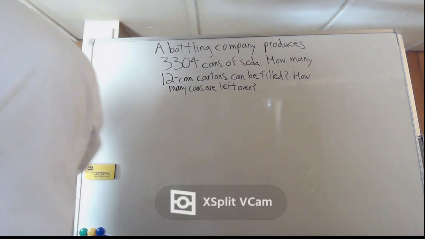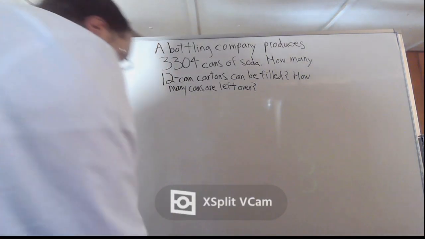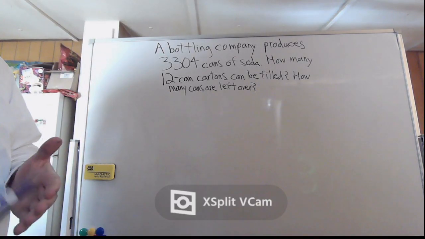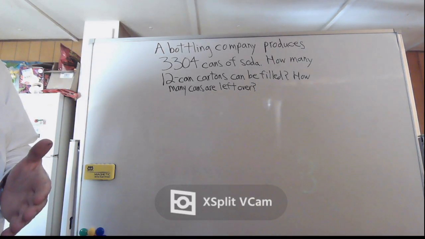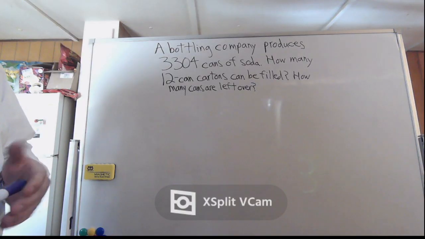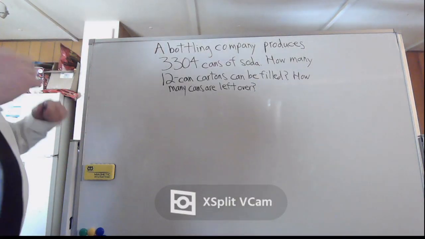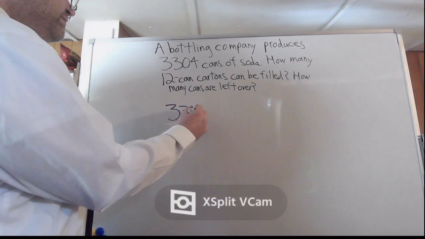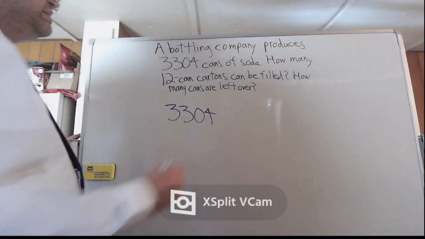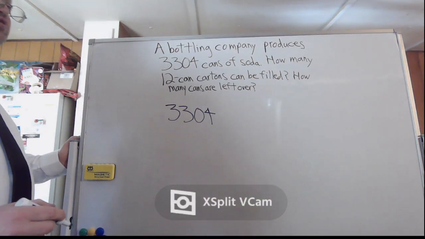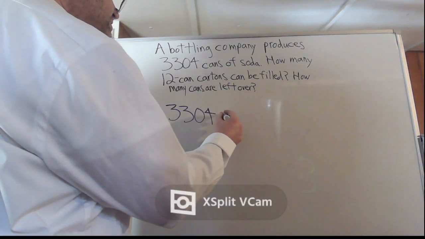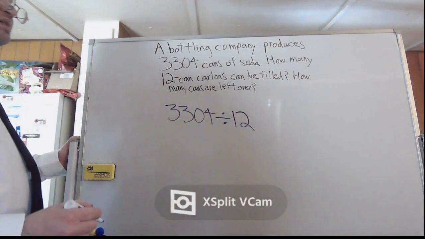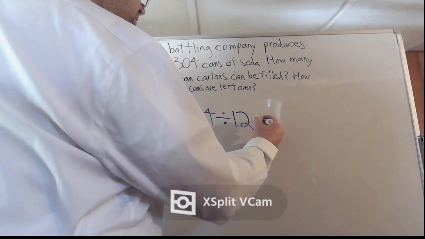Alright, so we want to figure out again, what exactly are they asking us here? Looking at the problem, a bottling company produces 3,304 cans of soda. How many 12-can cartons can be filled? How many cans are left over? So they give you the total number of cans, 3,304 cans. They want to divide that into groups of 12. So there's going to be 12 in each group. That's divided by 12 to figure out how many groups of 12 there are.